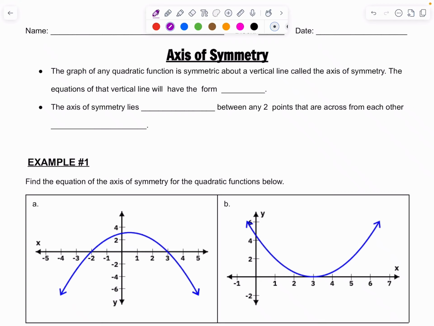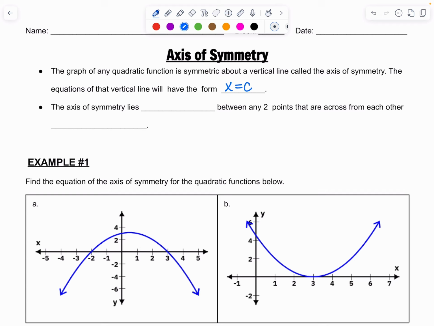Hello, today we're going to talk about axes of symmetry and vertex. So let's first talk about axes of symmetry. The graph of any quadratic function is symmetric about a vertical line called the axis of symmetry. The equation of that vertical line will have the form x is equal to c, which represents a constant or a number.